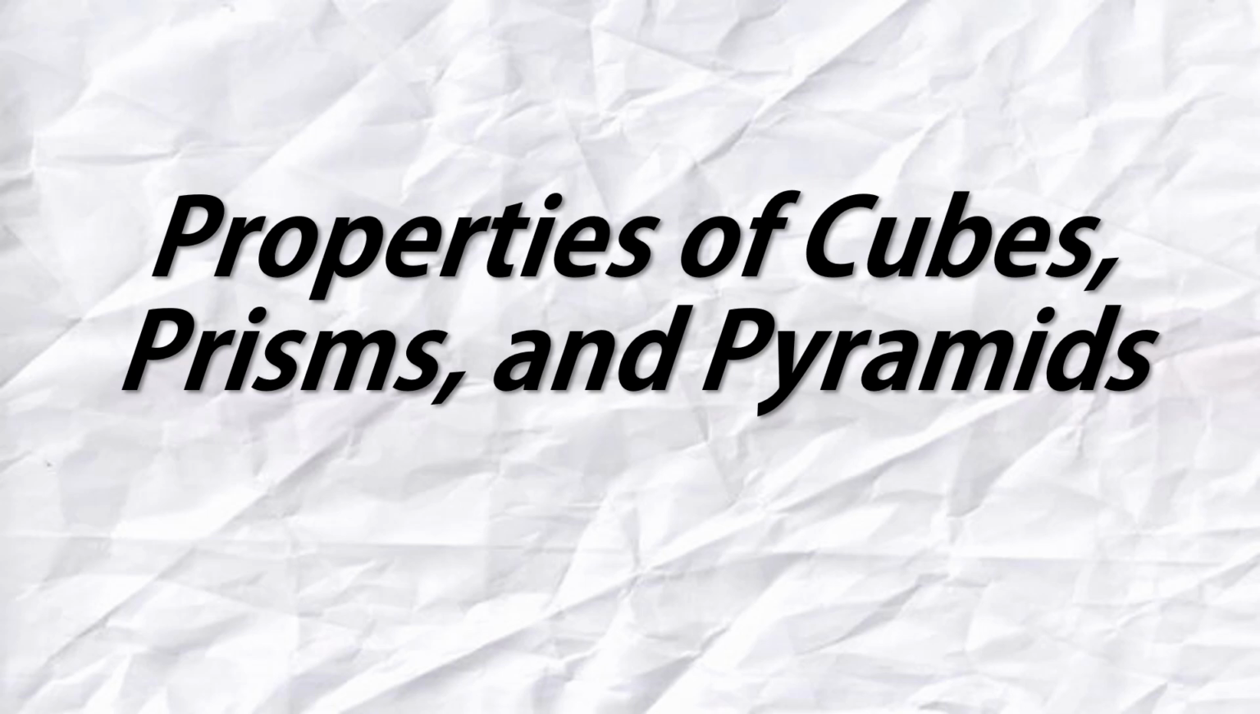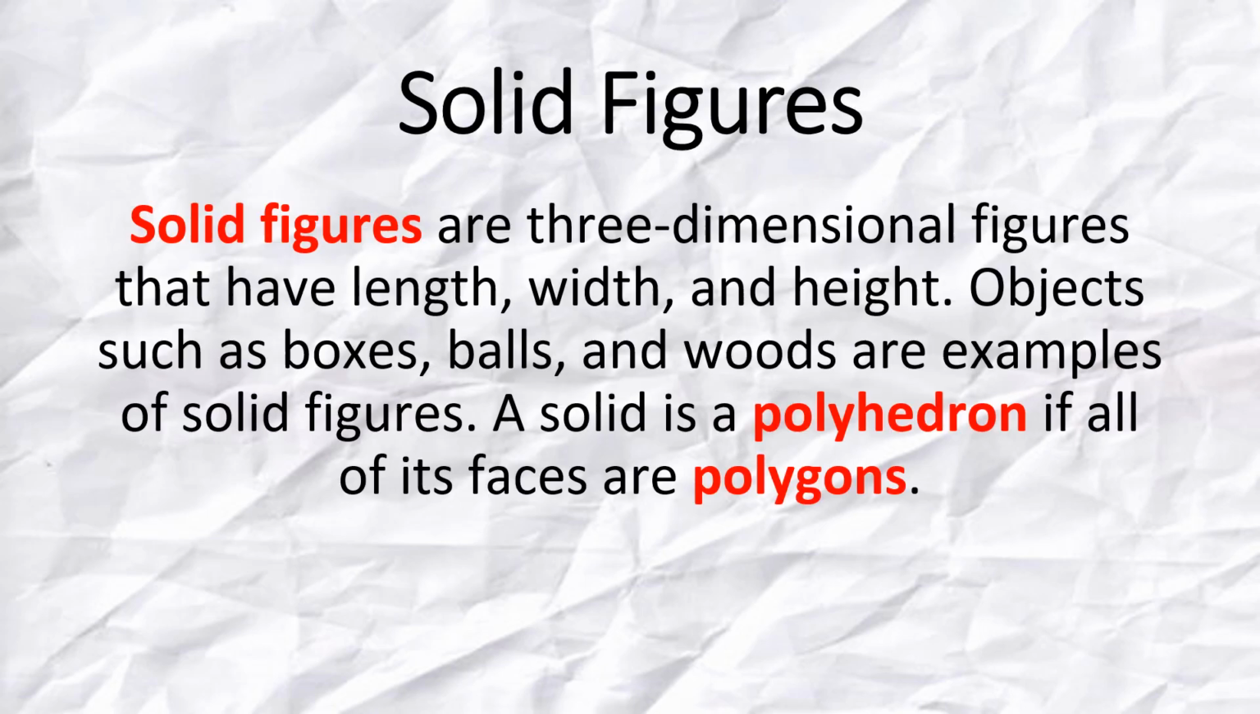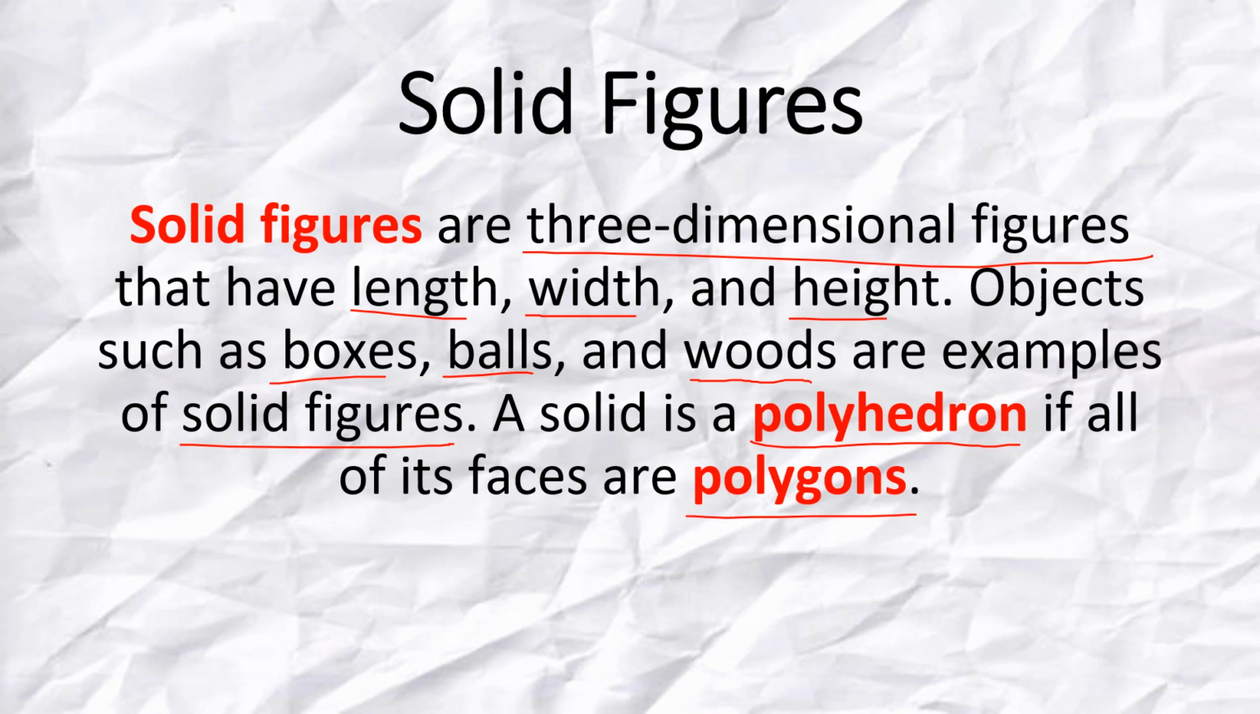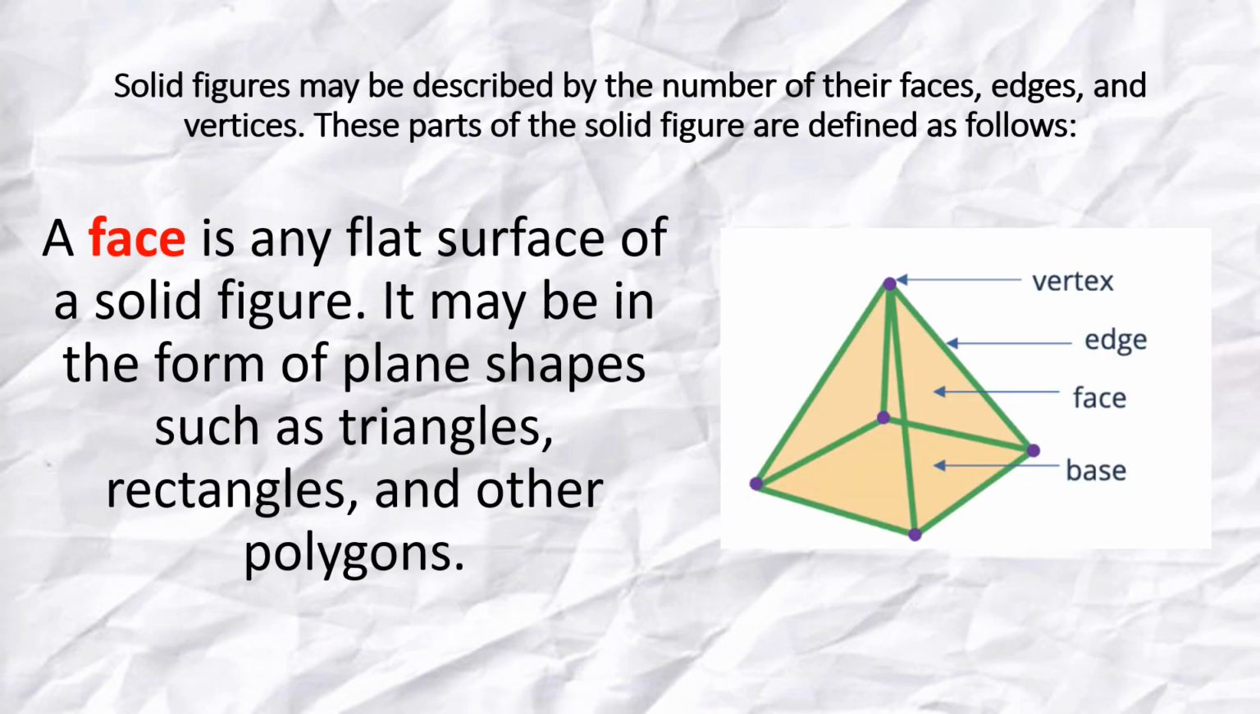Our lesson for today is all about the properties of cubes, prisms, and pyramids. Solid figures are three-dimensional figures that have length, width, and height. Objects such as boxes, balls, and woods are examples of solid figures. A solid is a polyhedron if all of its faces are polygons. Solid figures may be described by the number of their faces, edges, and vertices.